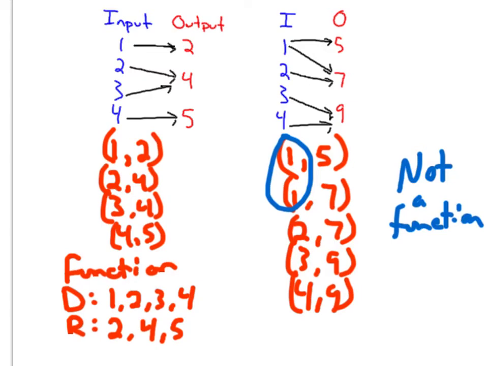And remember, the other word for that is a relation. Okay? So this is a relation and not a function. And we don't have to put the domain and range for this because it's not a function. And relations don't have a domain and a range. Okay? Let's go on to some more examples.